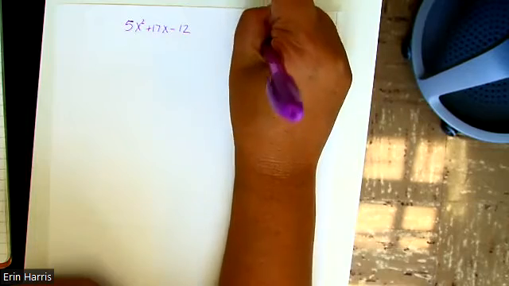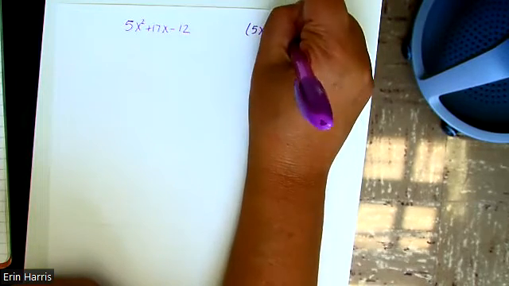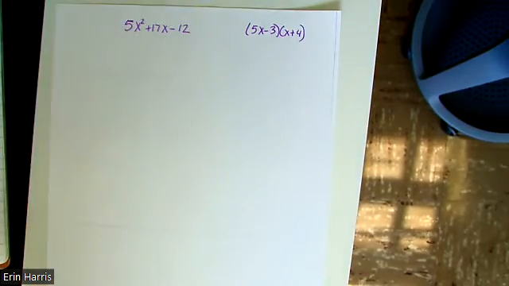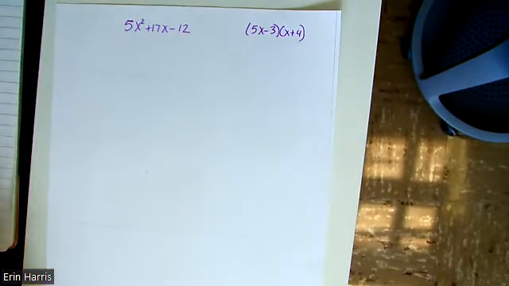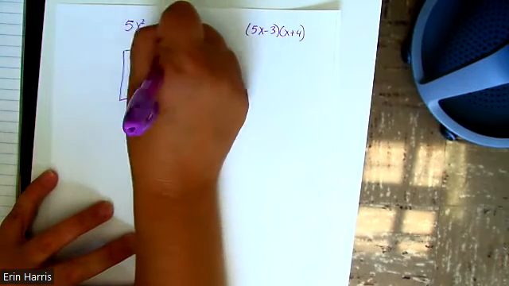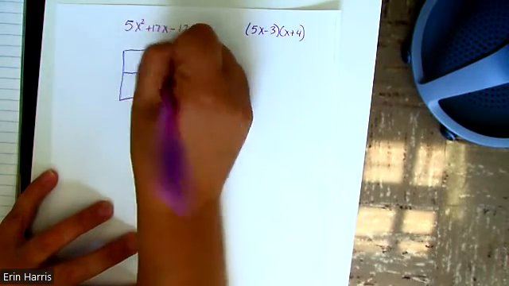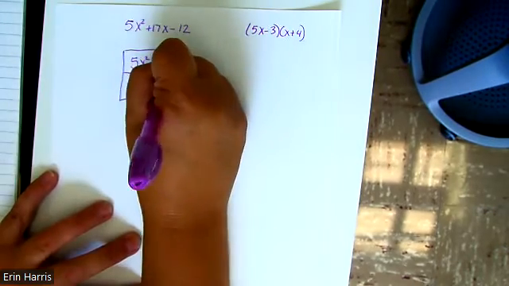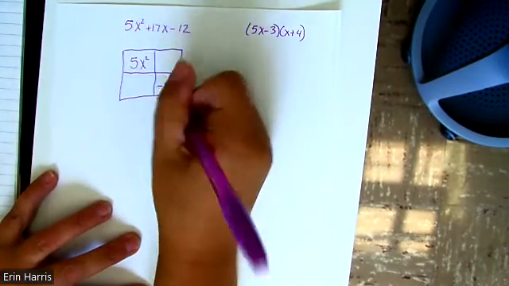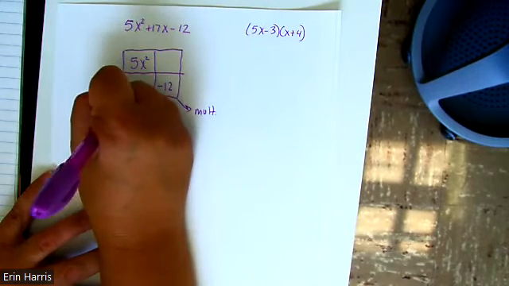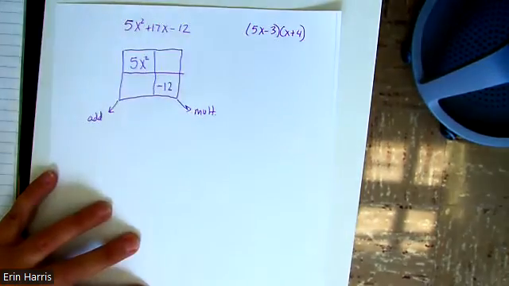Okay, if you're back, check your answer. If your answer checks out, you're done. Okay, so stop the video, and that should tell you you've got a decent handle on this. Otherwise, let me go over this with you. So put the 5x squared here, and the negative 12 here. And again, we multiply this way, and we add that way.